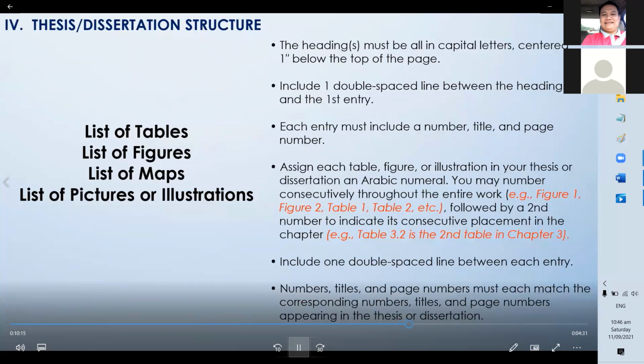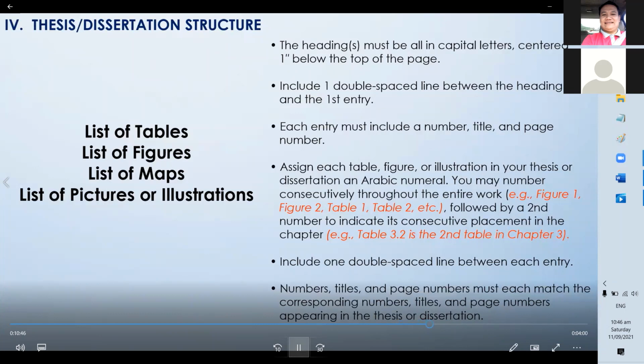Assign each table, figure, or illustration in their thesis or dissertation an Arabic numeral. You may number consecutively throughout the entire work. For example, figure 1, figure 2, table 1, table 2, and so on. Followed by a second number to indicate its consecutive placement in the chapter. For example, table 3.2 is the second table in chapter 3.